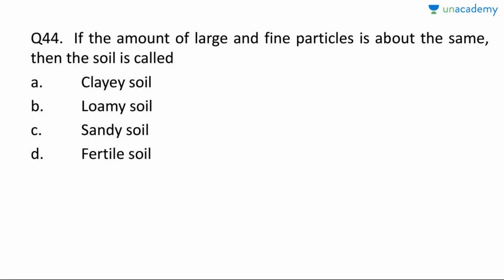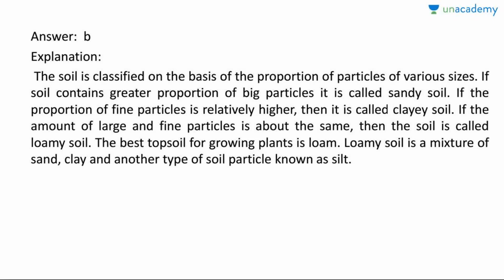Question number 44. If the amount of large and fine particles is about the same, then the soil is called a loamy soil. The soil is classified on the basis of the proportion of particles of various sizes. If the soil contains a greater proportion of big particles, it is sandy soil. If the proportion of fine particles is high, it is clayey soil. And if the amount of large and fine particles is about the same, then the soil is called loamy soil. The best topsoil for growing plants is loam, and loamy soil is a mixture of sand, clay, and another type of soil particle known as silt.